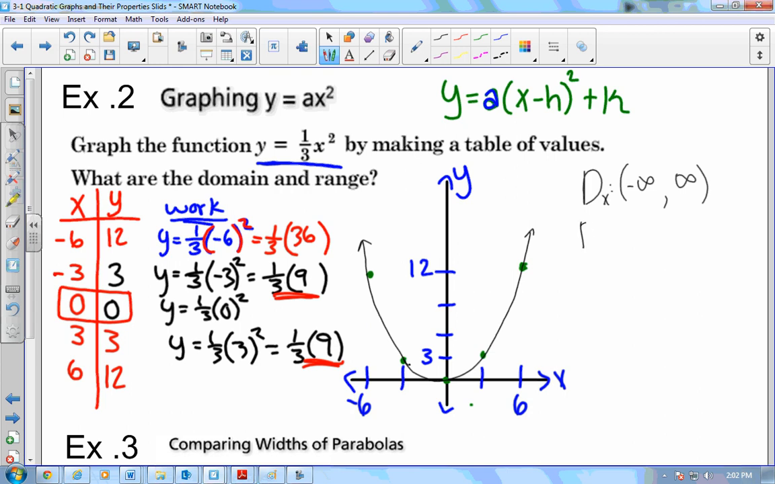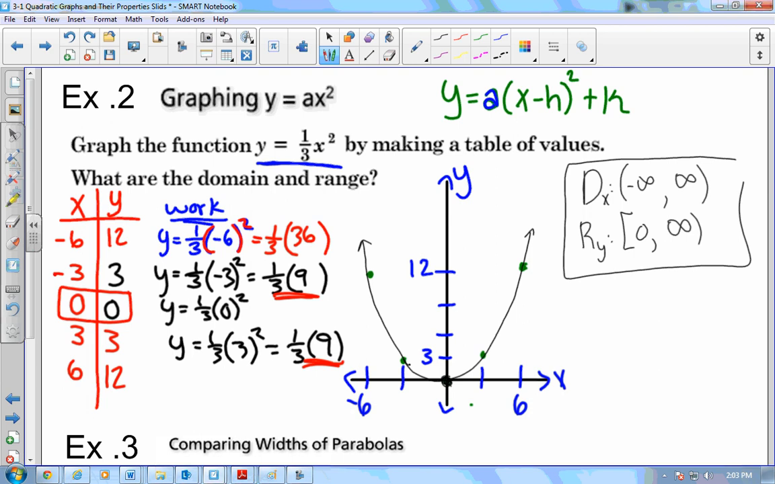The range, I put a little y to remind myself. I'm looking on the y-axis now. Vertical spread. Always start on the smallest to greatest. How low does this graph go? 0. A height of 0 on the y-axis. And is there a physical point right there at 0? Yes, so that is a bracket on 0. And how far up does it go? Infinity. We would die before we reach infinity, so we'll never reach it, so we put a parenthesis. That is the domain and range.